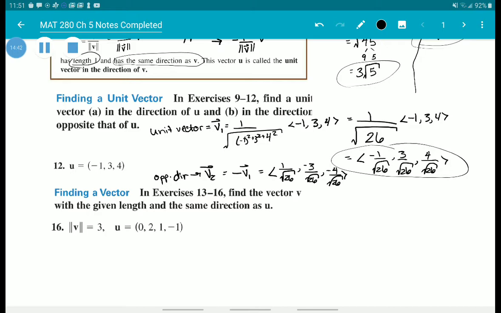So 16 has a different flavor to it. It's asking us to find the vector with a given length that's in the same direction as this vector. Here's the way I'm going to approach this. I want this vector to end up being 3 units long in the end, and I want it to go in the same direction as u. So let's start by finding the unit vector associated with this, and then we can just multiply it by the magnitude 3. Sounds simple enough, right?